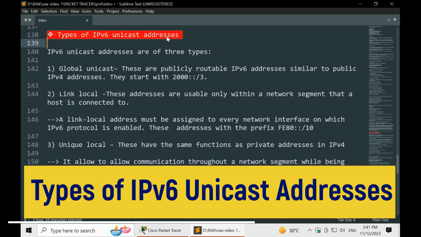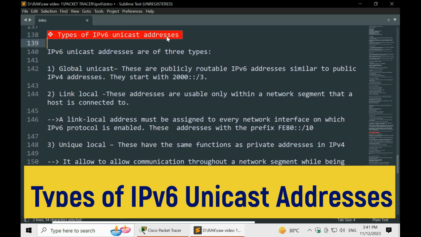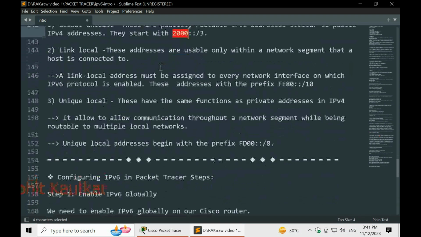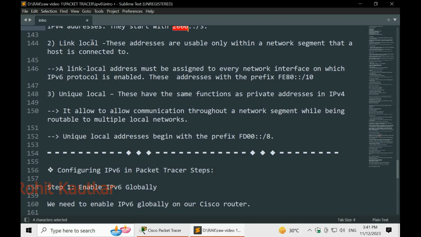So there are three types of unicast addresses in IPv6. First type is global unicast, second type is link local unicast, and third type is unique local unicast. First, global unicast. These are the publicly routable IPv6 addresses, similar to the IPv4 public addresses, and global unicast addresses start with 2000. Then the second type we have is link local.